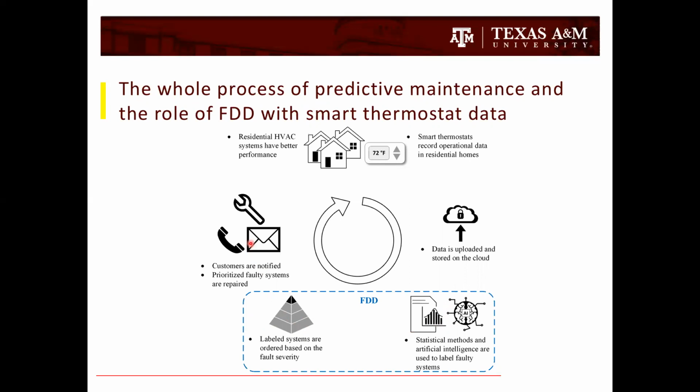Given the list of systems, dealers notify customers who own the faulty systems, and service companies repair the prioritized ones as soon as possible. By this means, anomalous systems are identified by the FDD methods and achieve better performance after maintenance.